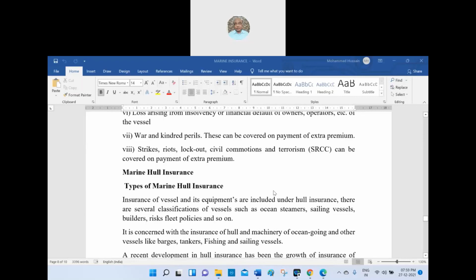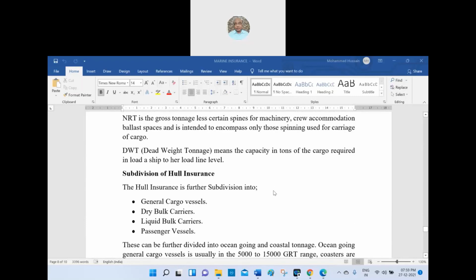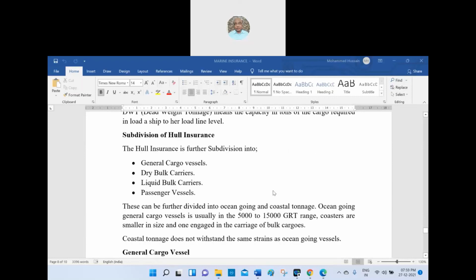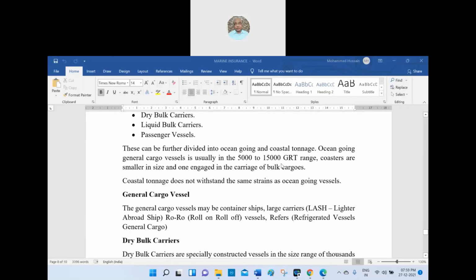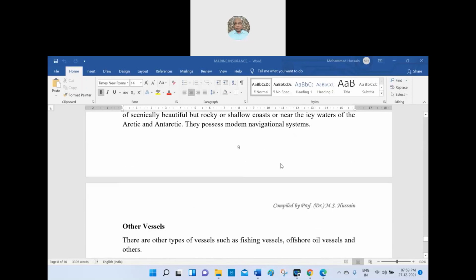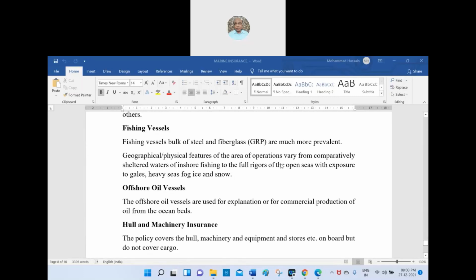What is hull insurance? We'll see it tomorrow. At any time, the class will be closed. And the subdivision of hull insurance will also be there. So from hull insurance, we'll see it in tomorrow's class. Because marine insurance is a big topic, because the coverage is more in marine insurance. There we can say general cargo vessels, dry bulk carriers, liquid bulk carriers, passenger vessels, other vessels, fishing vessels, offshore oil vessels, hull and machinery insurance. All of the above come under hull insurance. So this way we will try to cover it.